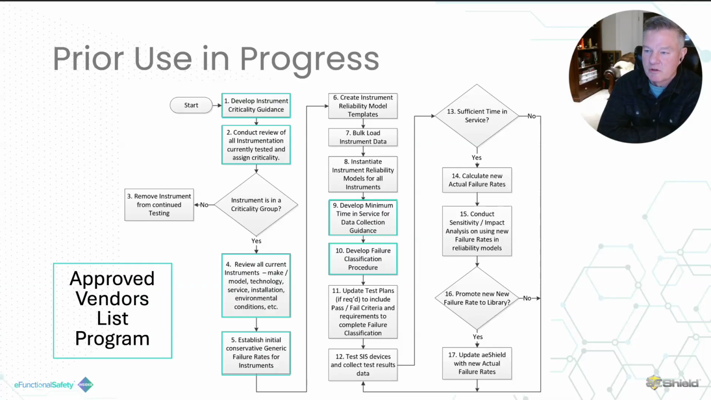So bucket one is the corporate procedure, the first box. And how do we classify instruments? By critical instruments, I mean SIFs, any instrument used as a protection layer, LOPA, low integrity protection layers.